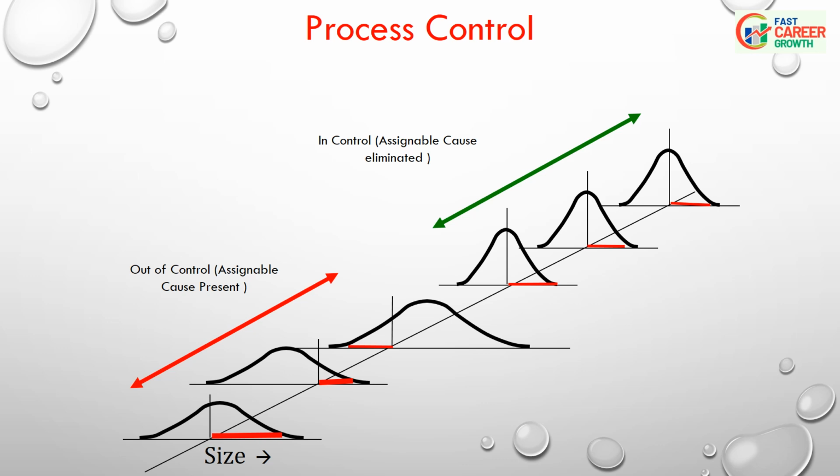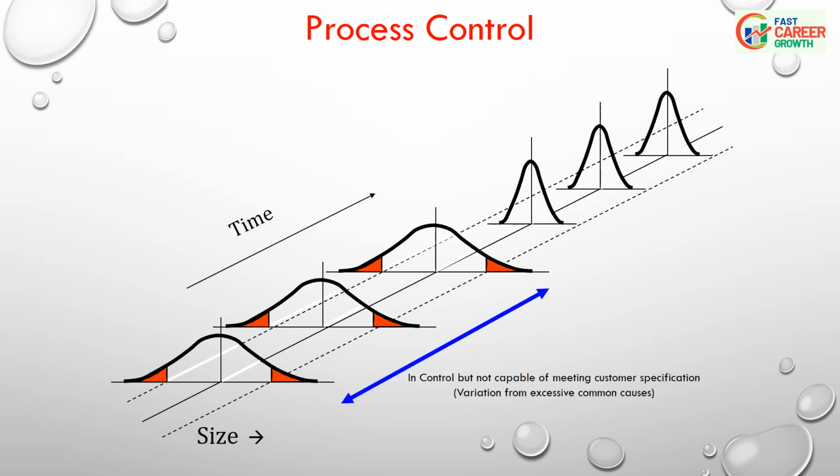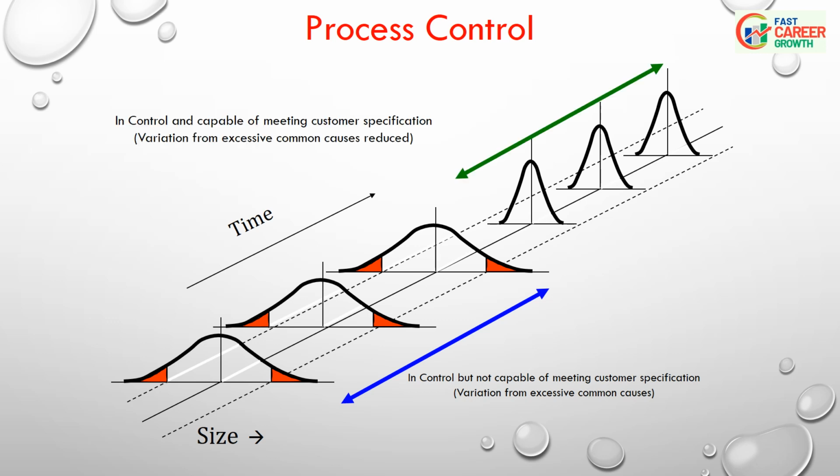If you find this type of result, then it shows the process is in control but not capable of meeting customer specification. This happens due to excessive common cause variation. Next, if you find this type of result, then it shows the process is in control and capable of meeting customer specification. This happens due to low common causes of variation.